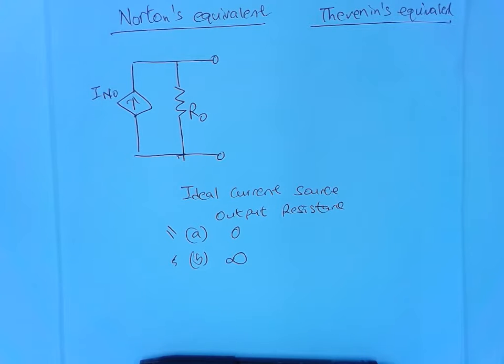So think of it like an ideal current source. You want to draw as much current as possible. That means there should not be current loss inside it. If you don't want any current loss inside it, then it should be open. So the correct answer would be B.